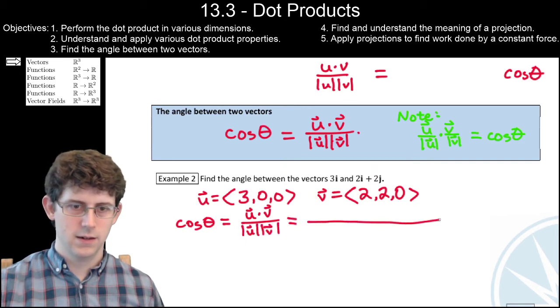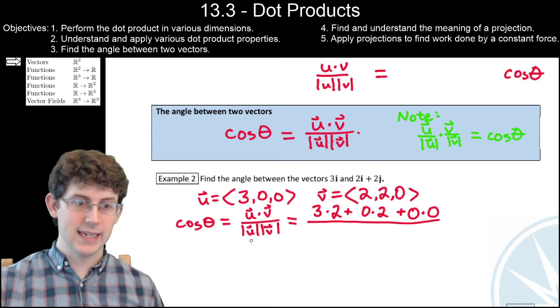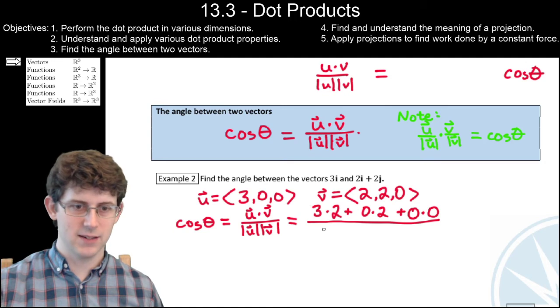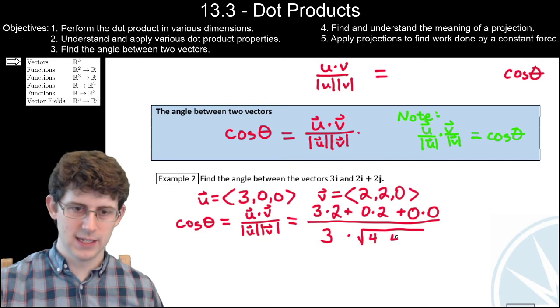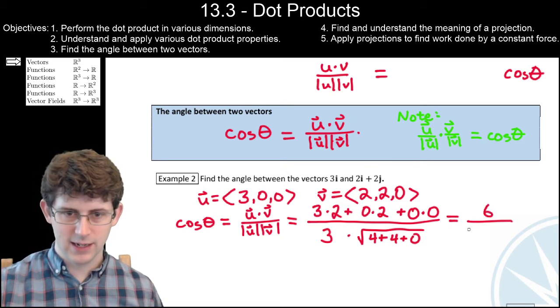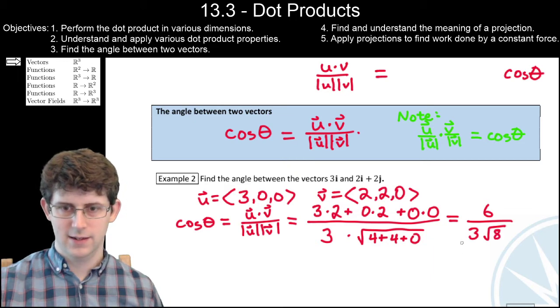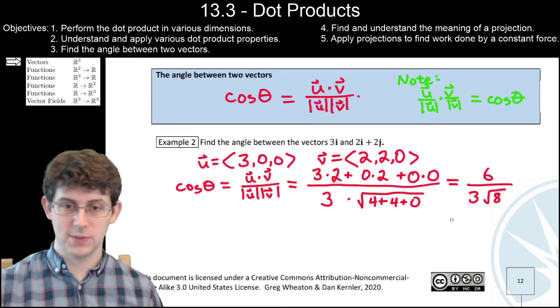So let's do it. U dot v is multiply the x coordinates, multiply the y-coordinates, multiply the z-coordinates, and add them together. Magnitudes are square all the components and take the square root. For this first vector, its magnitude is 3. For the second vector, well, I can't immediately tell, so I'll square all the components, add them together, and take the square root. So in total, what do I have here? The numerator is 6, the denominator is 3 square root of 8.